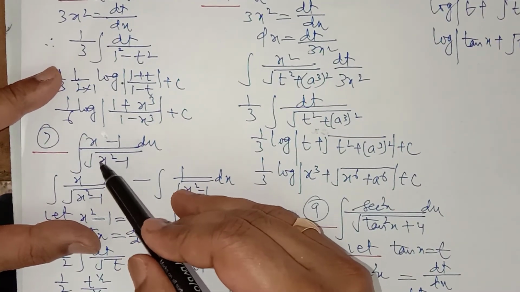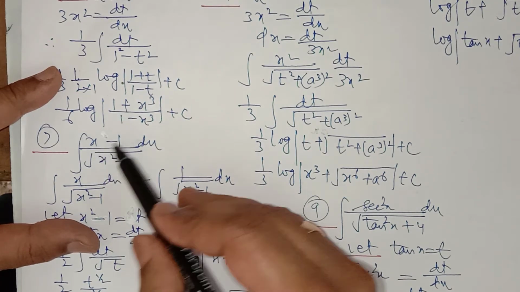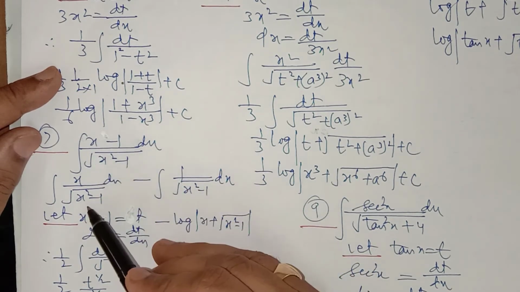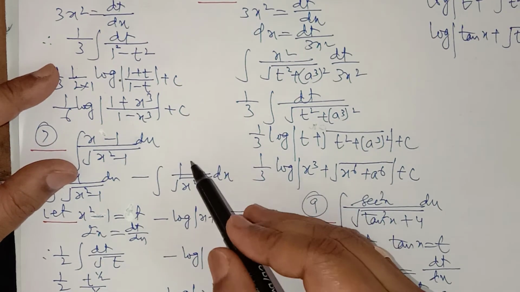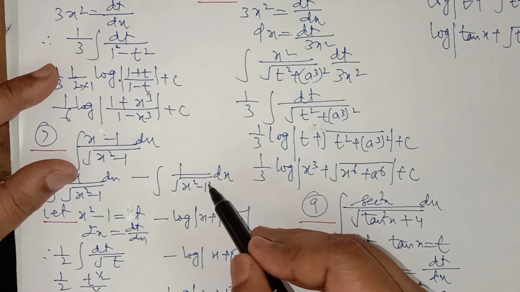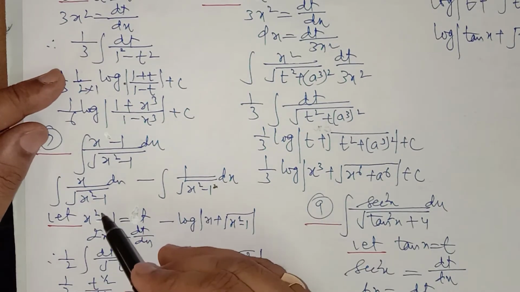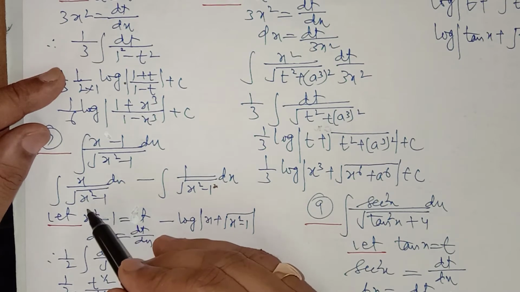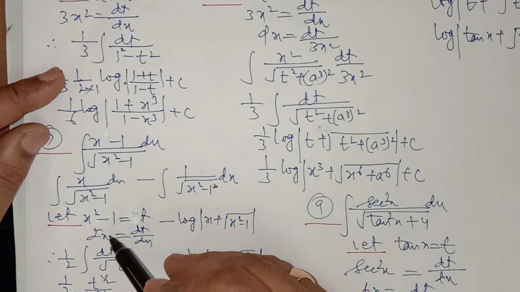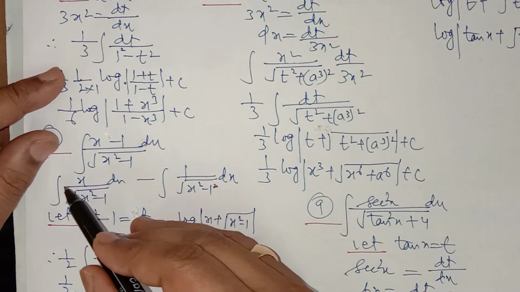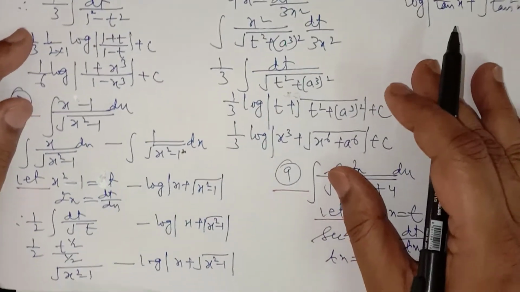Now we have in question number 7, x minus 1 upon under root x square minus 1. So you break into two integrations, that is x upon under root x square minus 1 and 1 upon under root x square minus 1. This is a special integral of 1 upon under root x square minus a square, which is log x plus under root x square minus 1. Here you have to integrate by substitution. By substituting x square minus 1 is equal to t, dt upon dx will be equal to 2x, thus x will be cancelled out, so it will become 1 upon 2 dt upon under root t, like this. See it carefully.